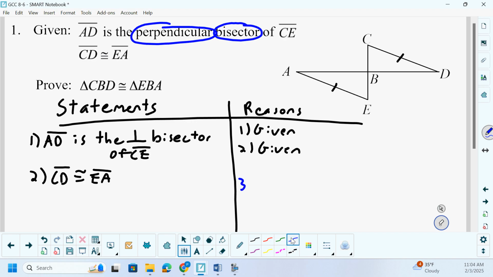So let's do our perpendicular stuff first. We know automatically perpendicular lines implies right angles. Let's see where the perpendicular lines meet. CE and AD are crossing at B. So those two are going to be where the right angles are. I'm going to go ahead and label them 1 and 2. So we can say angle 1 and angle 2 are right.